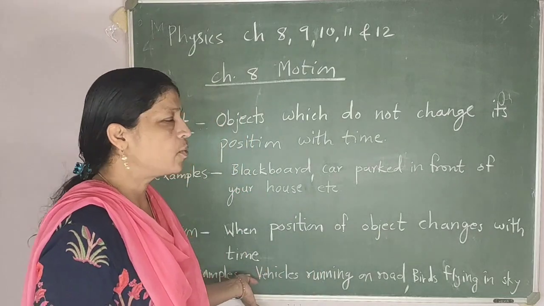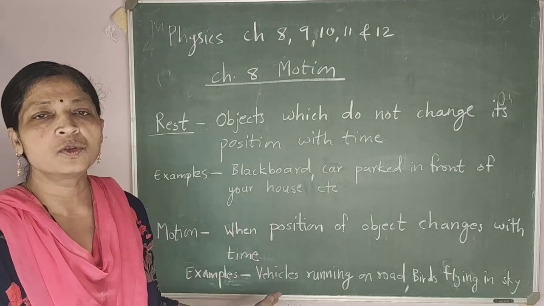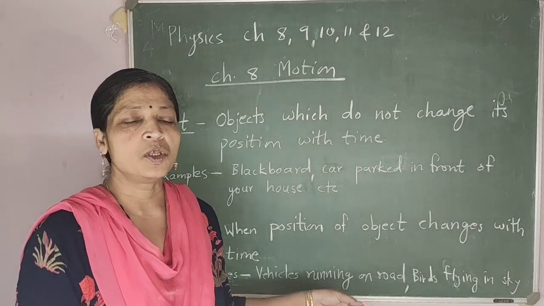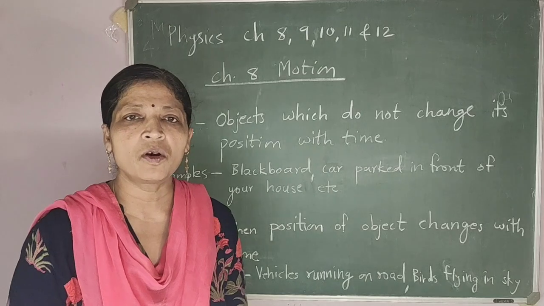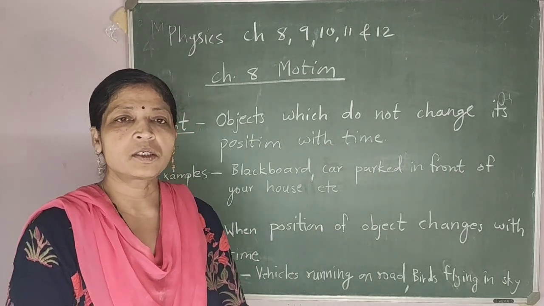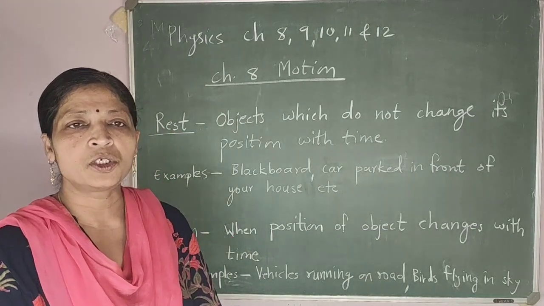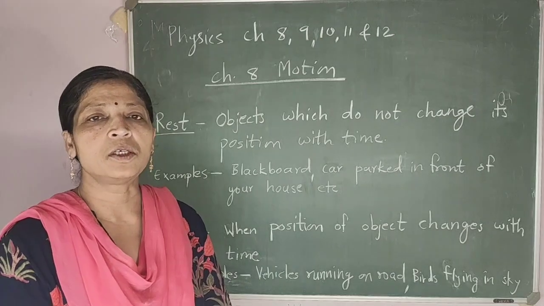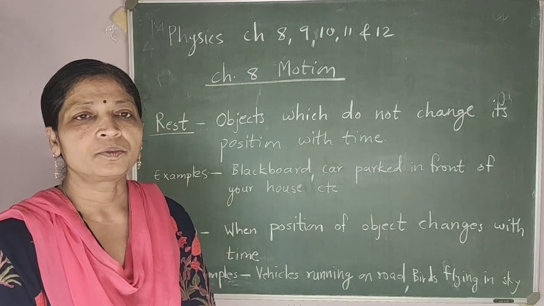You can see this blackboard. This blackboard is in its own position. It is not changing its position though the time is passing. So this blackboard is also at rest. A car which is parked in front of your house is also at rest. So rest means the object is not changing its position though the time is going on. Now let us see what is motion.